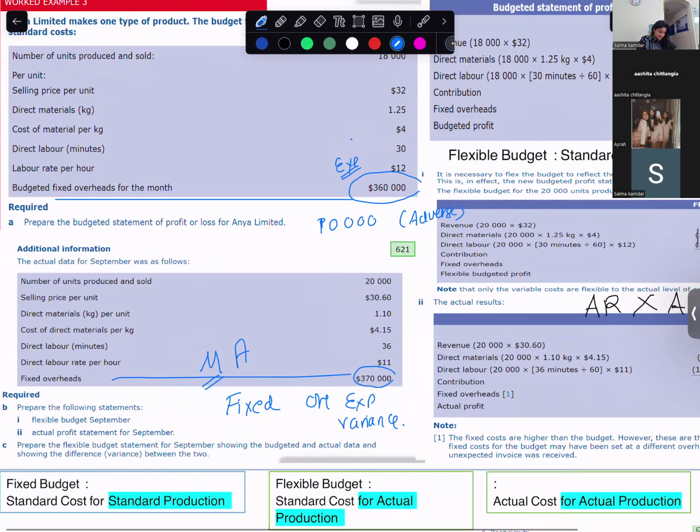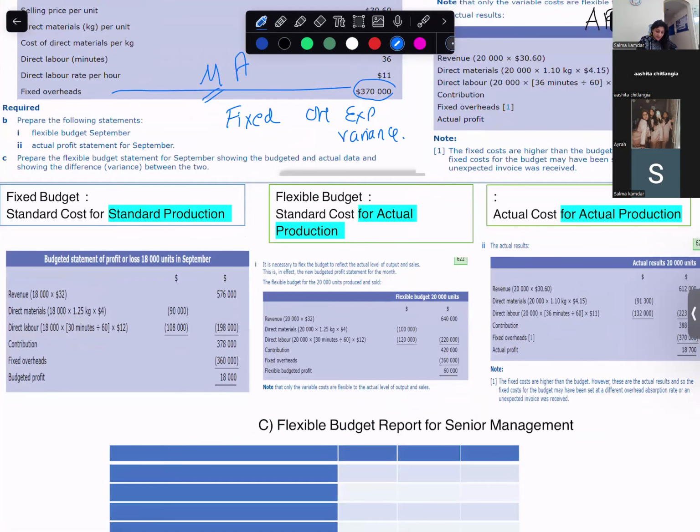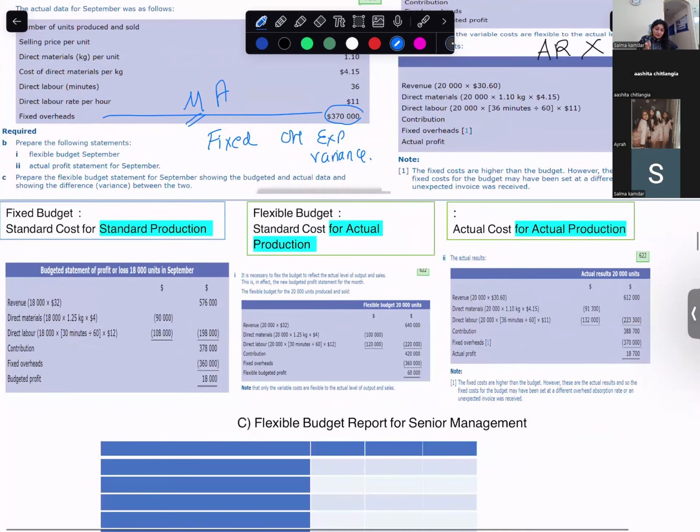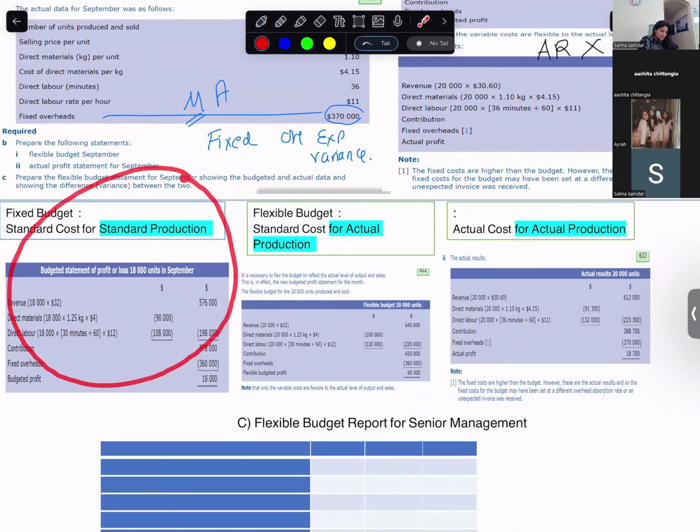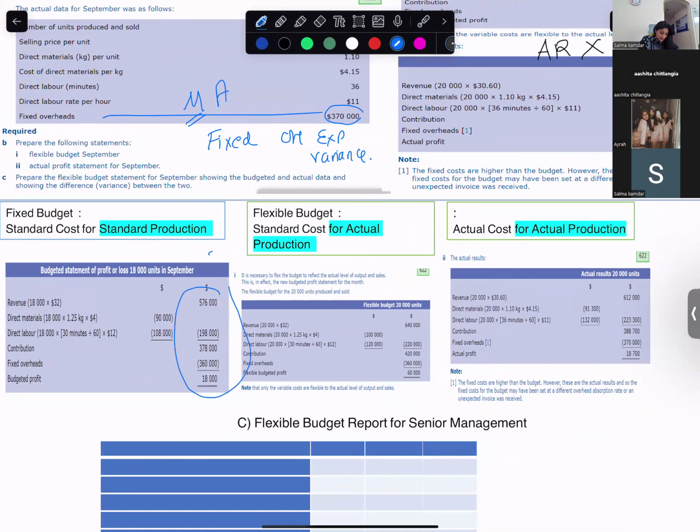Okay, are you with me? So we have prepared the budgeted statement of profit or loss for three things together. We prepared our budgeted statement of profit or loss, the fixed budget, that is our master budget, the standard cost for standard production, or I would say the standard rate for standard production. This becomes the standard cost, and the total per unit is the standard rate. Are you with me?